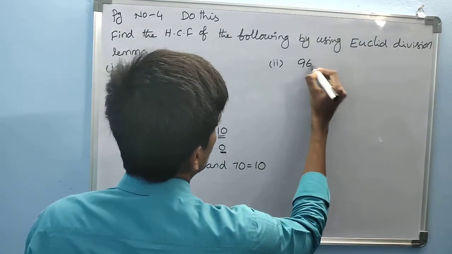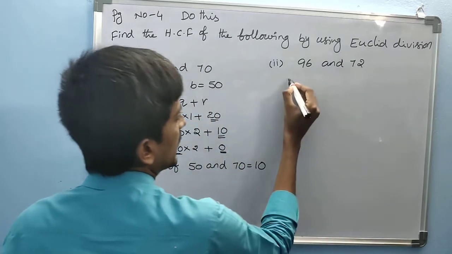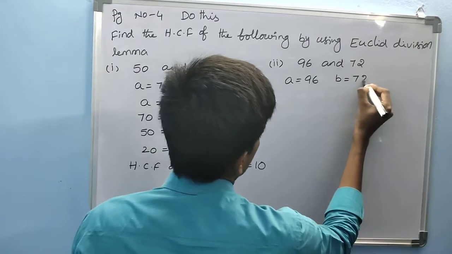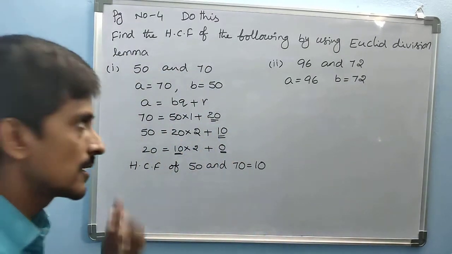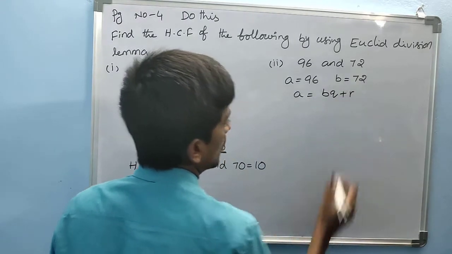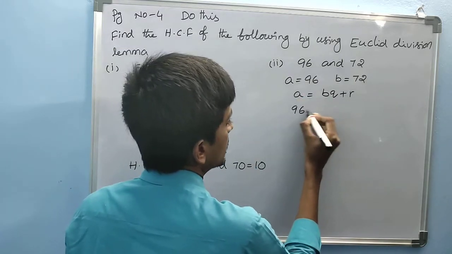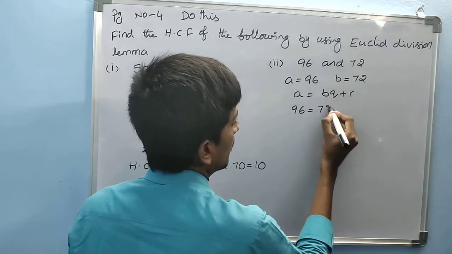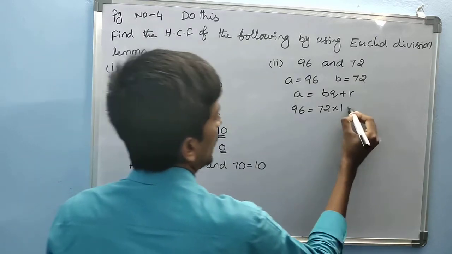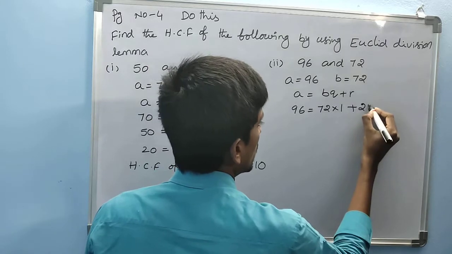96 and 72. Here the bigger number is 96, so A equals 96, B equals 72. A equals BQ plus R form, you write the two numbers. 96 equals 72 into 1, only one time, 72 plus 24: 96 minus 72 is 24.